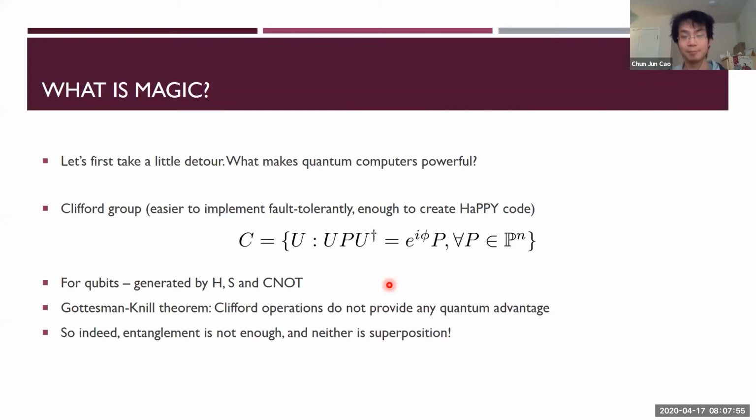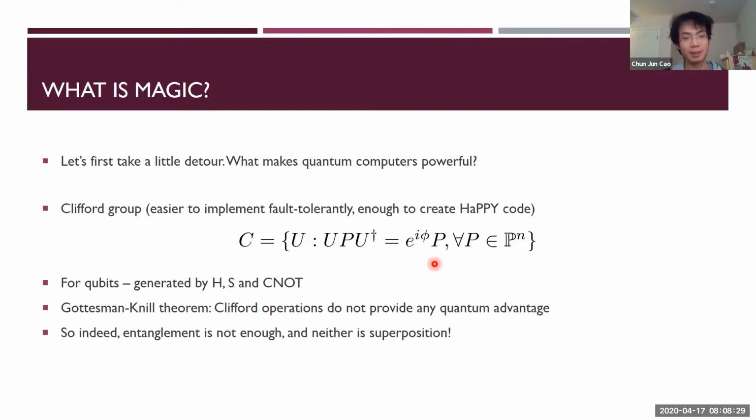So for instance, again in the qubit case, just so that we have some footing, it's generated by, for example, a Hadamard transform, which takes a qubit in the 0 state to a superposition of 0 and 1. And then there's a phase gate, which adds a relative phase of pi over 2 between 0 and 1. And then there's a CNOT, which generates entanglement, right? So these are already doing a lot of things we would consider quantum.